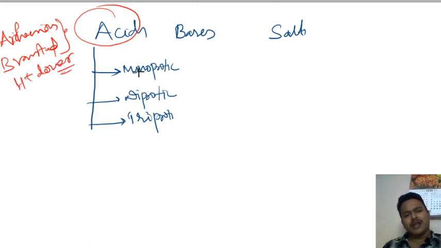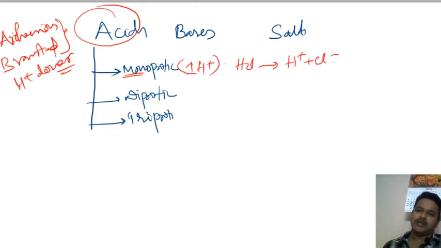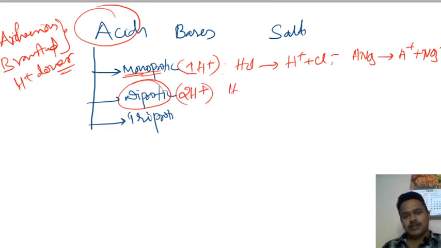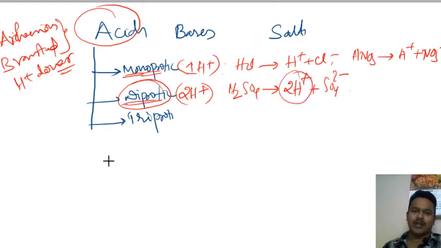Some acids can donate only one H plus, like HCl, which gives H plus and Cl minus. HNO3 gives H plus and NO3 minus; that is a monoprotic acid. A diprotic acid can give two protons, for example H2SO4. How can you say? 2H plus and SO4 2 minus. Here two protons are coming, so that is diprotic.